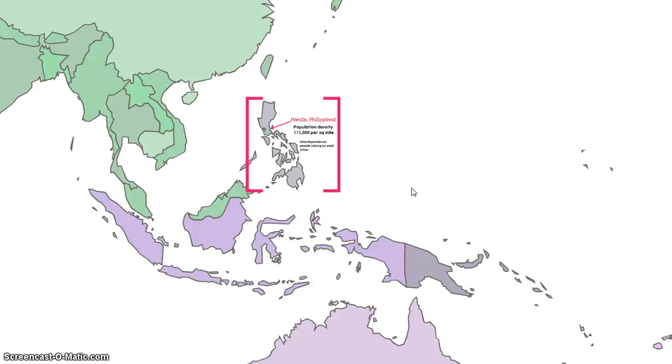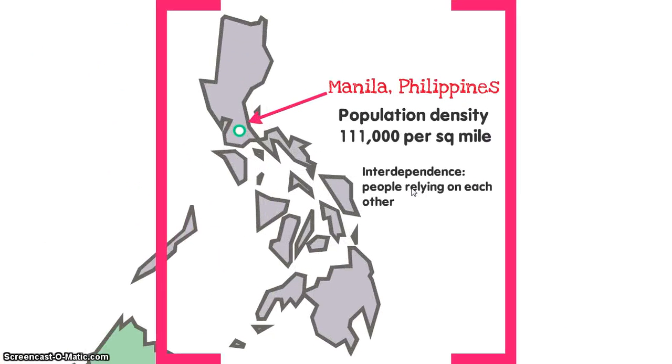Furthermore, in understanding some of those maps and some of those regions, we can look at a place like Manila, which is the capital of the Philippines. The Philippines is a chain of several islands, which makes up its own country in the Pacific Ocean. Manila has a very dense population. There's approximately 111,000 people per square mile. If you think about that, that is a lot of people per 1 square mile, which means that people probably live in a very densely populated urban area.